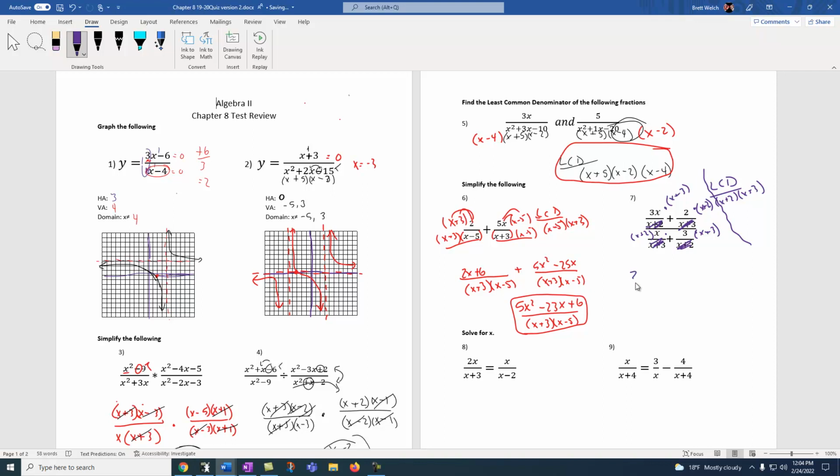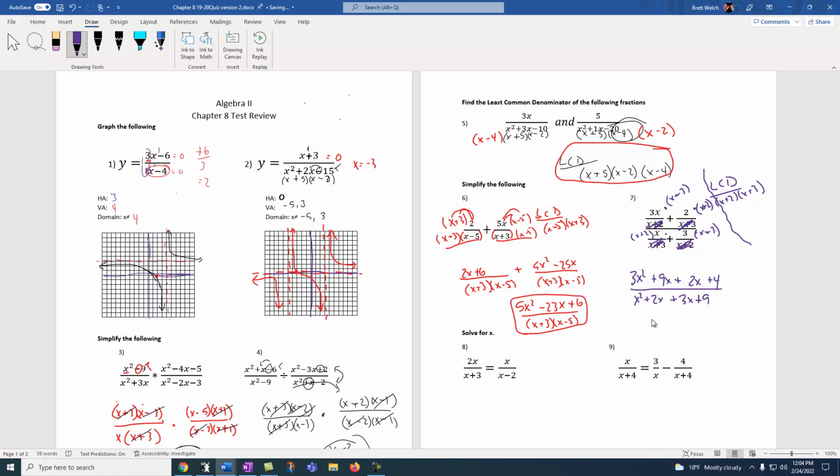3x times x is 3x squared. 3x times a 3 is plus 9x. We have plus 2 times x is 2x, and 2 times 2 is plus 4. That's the numerator of my fraction now. On the bottom, x times x plus 2 would be x squared plus 2x, and 3 times x plus 3 would be 3x plus 9.